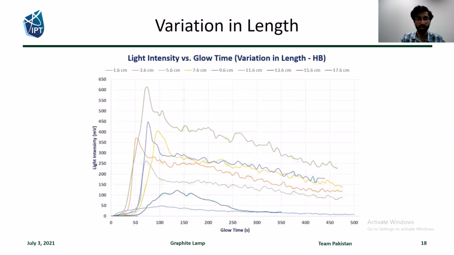And then in terms of variation in length, we were able to get a high peak. It's the same pattern as before, but it's a continuous graph. So we were able to get a high peak at 11.6 centimeter.